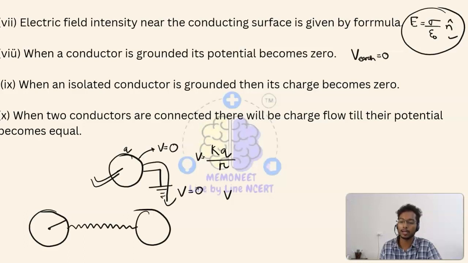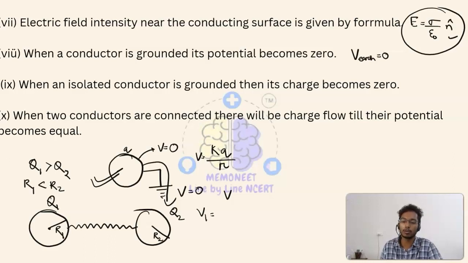Let's say this is r1. Okay, the radius is r1 and this radius is r2, and it has charge q1 and it has charge q2. So what will be the potential here? When it is connected through the wire, let's say q1 is greater than q2, okay, and r1 is less than r2, okay.